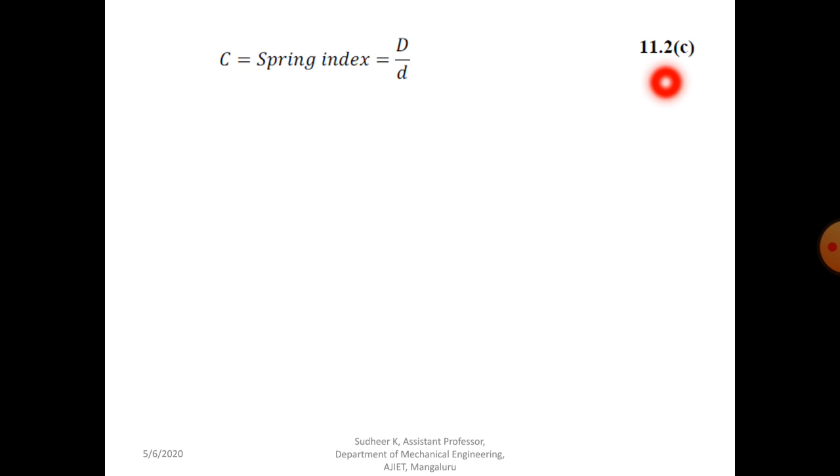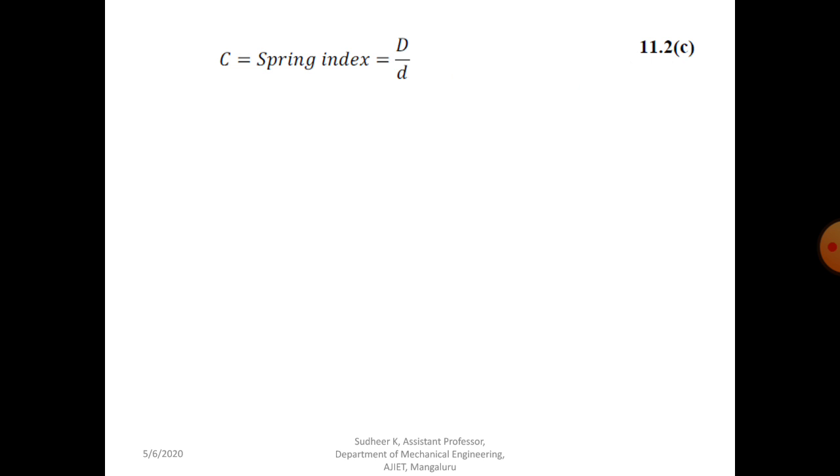So you can find this expression in your data book from page number 169. Capital letter D is nothing but the pitch diameter or mean diameter of the spring, usually in millimeter, and small letter d is the diameter of the wire, which is also in millimeter. The spring index is a unitless or dimensionless number, so there is no unit for C, so it's a constant.